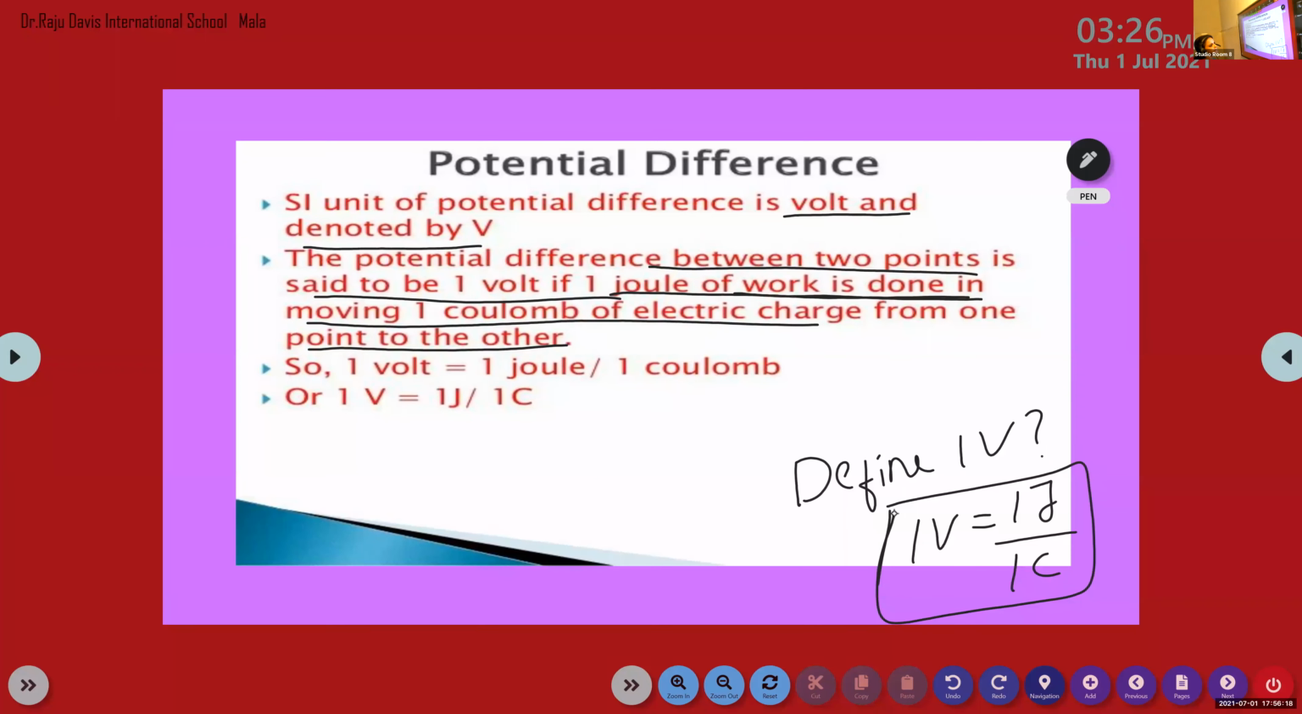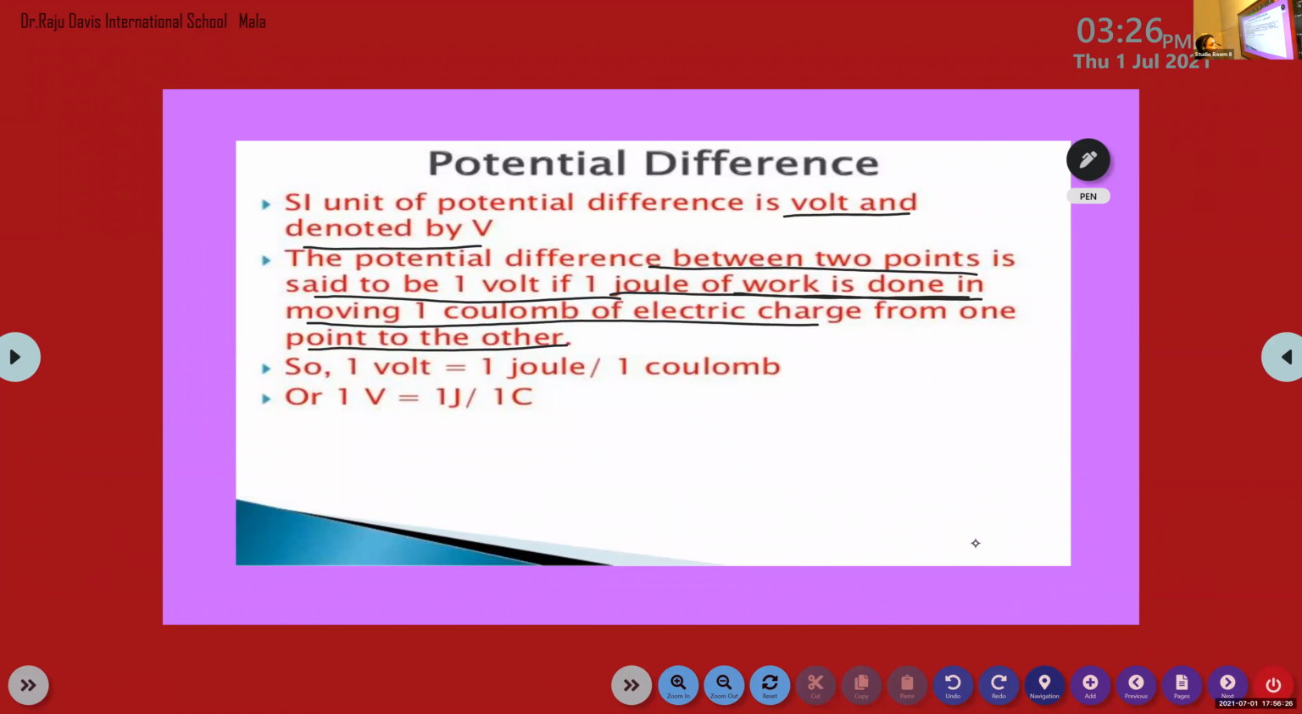Is it clear? Jahan, what do you mean by potential difference or voltage? Can you recall it once again? Jahan, are you there? Yes, ma'am.